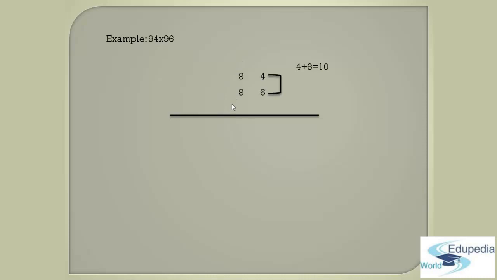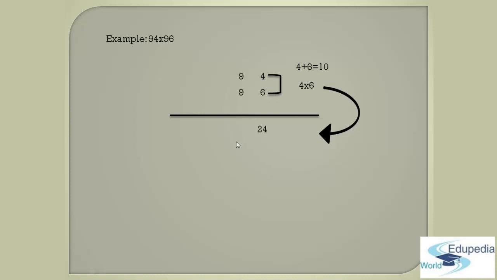Step number 1 of the technique says that you have to multiply the digits that are in ones place. If you multiply 4 and 6, you will get 24 as product. So 24 is a 2-digit number and it is not a single-digit number, so there is no need to prefix it with 0. Now you just take down the product below the horizontal bar and write it on the right side.